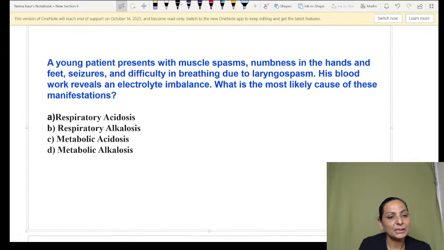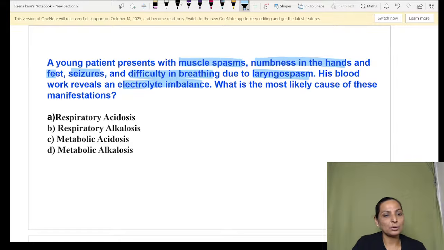Now, there is a young patient with muscle spasm. A clinical history of a patient with muscle spasm, numbness in the hand and feet, seizures, difficulty in breathing due to laryngospasm. His blood work reveals an electrolyte imbalance. What is the most likely cause of these symptoms or manifestations?